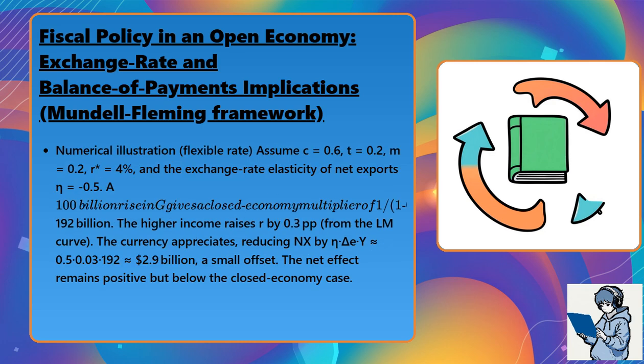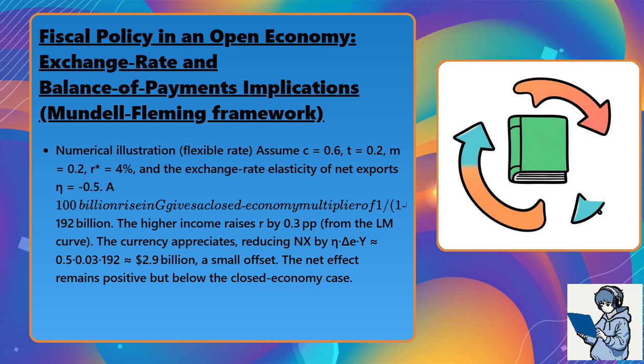Numerical illustration: flexible rate. Assume C equals 0.6, T equals 0.2, M equals 0.2, R star equals 4%, and the exchange rate elasticity of net exports eta equals negative 0.5. A $100 billion rise in G gives a closed economy multiplier of 1 divided by 1 minus 0.6 times 0.8 plus 0.2, which is 1 over 0.52, approximately 1.92, resulting in a change in Y of about $192 billion.